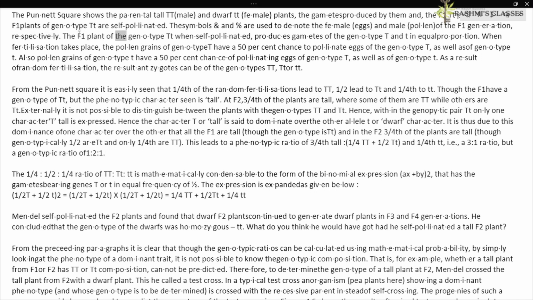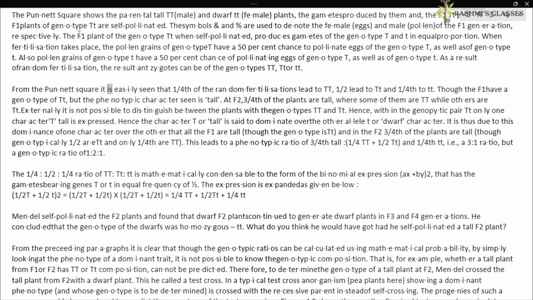The F1 plant of the genotype Tt, when self-pollinated, produces gametes of the genotype T and t in equal proportion. When fertilization takes place, the pollen grains of genotype T have a 50% chance to pollinate eggs of the genotype T, as well as of genotype t. Also, pollen grains of genotype t have a 50% chance of pollinating eggs of genotype T, as well as of genotype t. As a result of random fertilization, the resultant zygotes can be of the genotypes TT, Tt, tt.